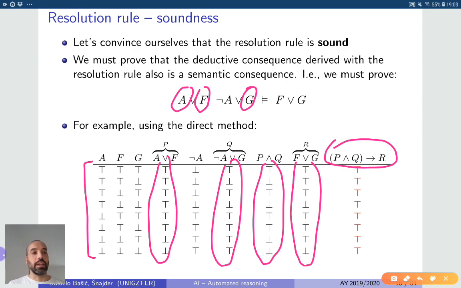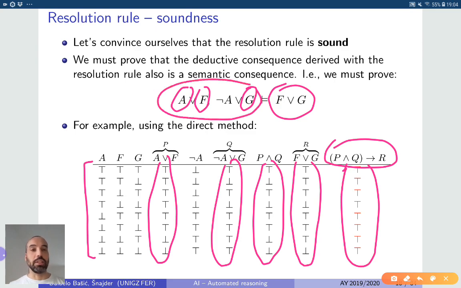Is it the case that if the premises are true, this implies R, the deductive conclusion, a deductive consequence? It turns out this implication is always true, so it's a valid formula. And then by the definition of logical consequence, I was able to prove that this is the logical consequence of these two premises, which then by the definition of soundness makes the resolution rule a sound rule. Okay, that's a good thing.